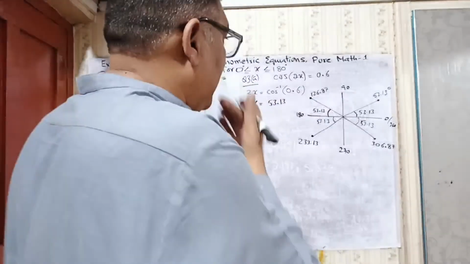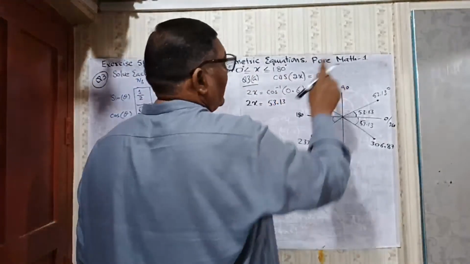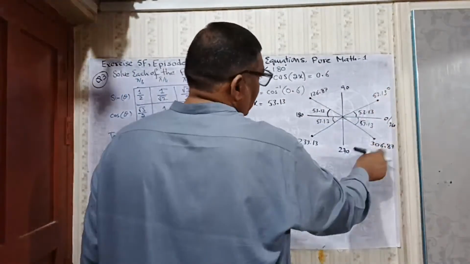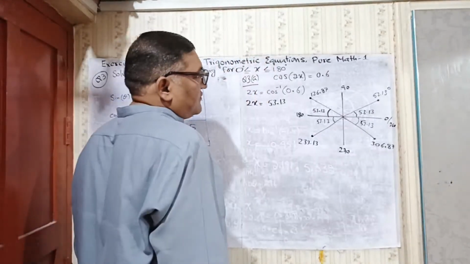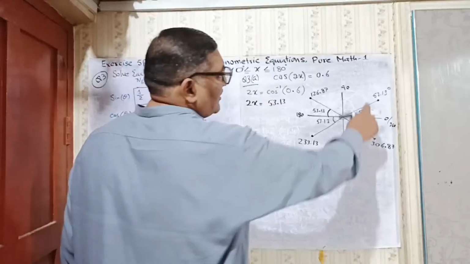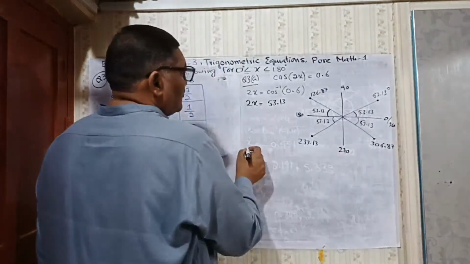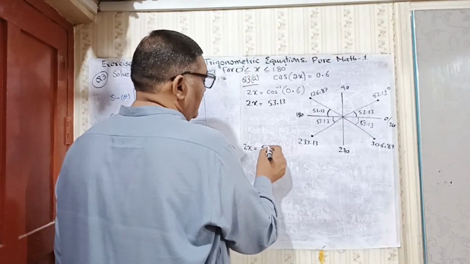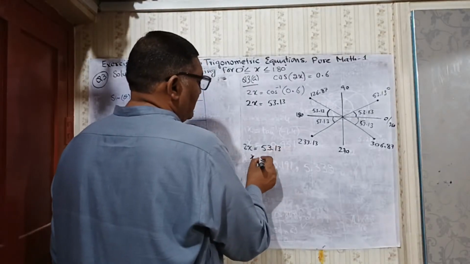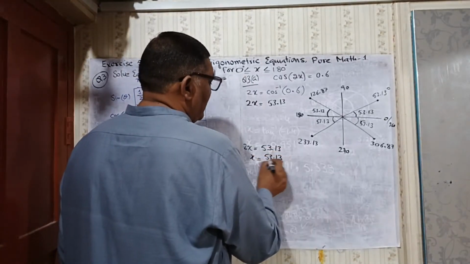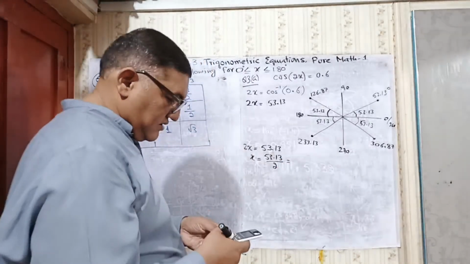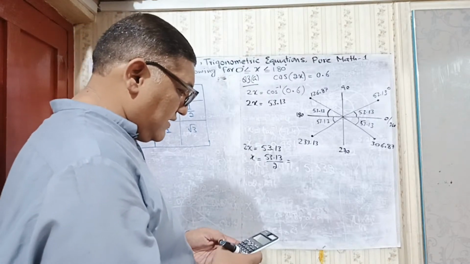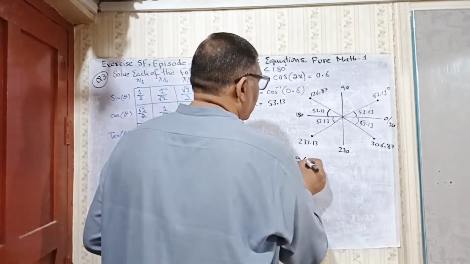Now, because cos is positive, you know cos is positive in the first quadrant and in the fourth quadrant. Our cos 2x is positive, so it's in the first quadrant and the fourth quadrant. So 2x will be equal to the first quadrant value, that is 53.13. So x will be equal to 53.13 divided by 2, which is 26.56.